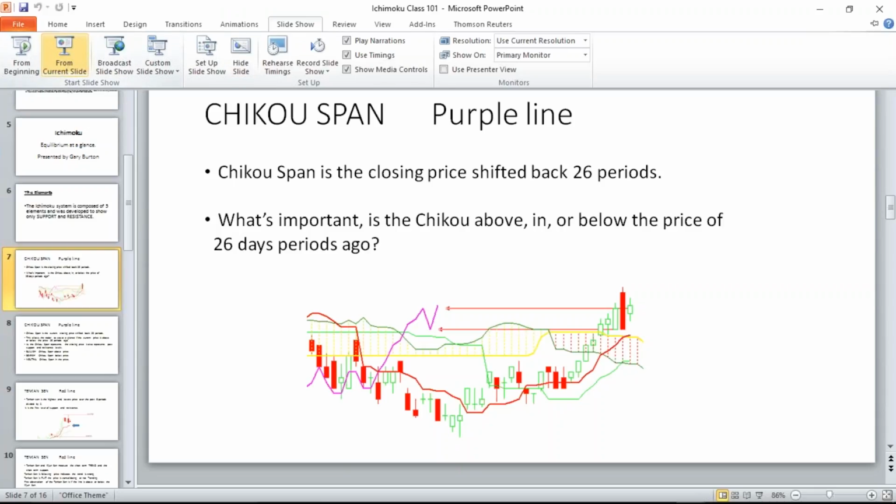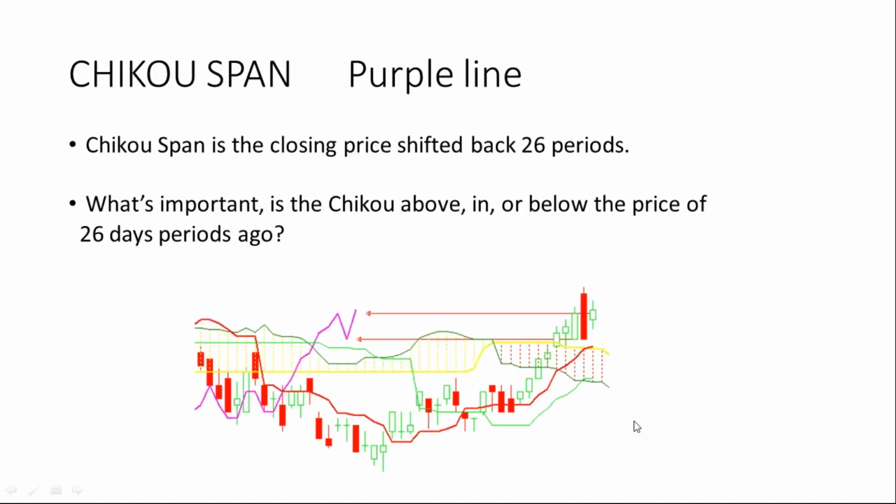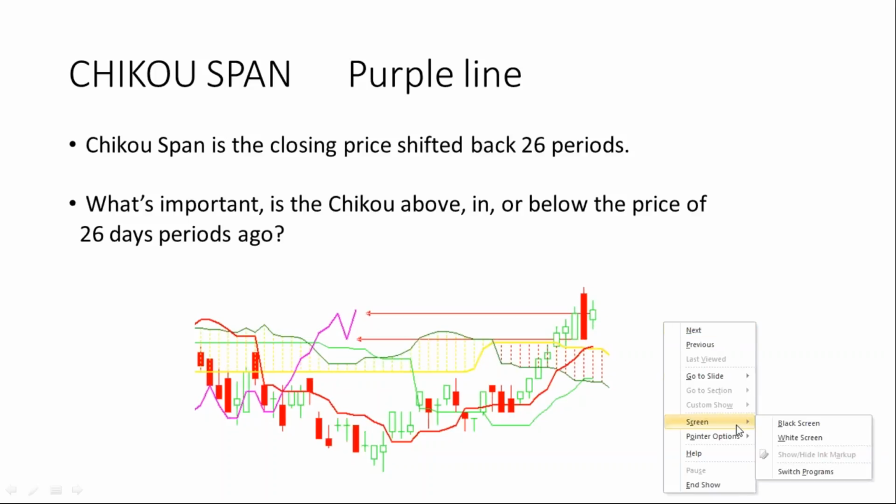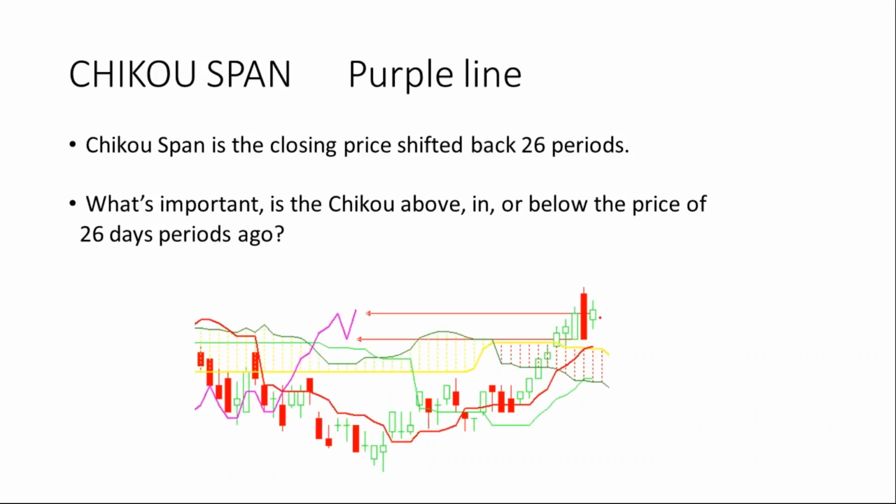But it is made up of a couple of things. It's made up of 5 elements. The first one is the Chikou Span. It's simply the current closing price, up here, the closing price is here, and it's extended back 26 periods.